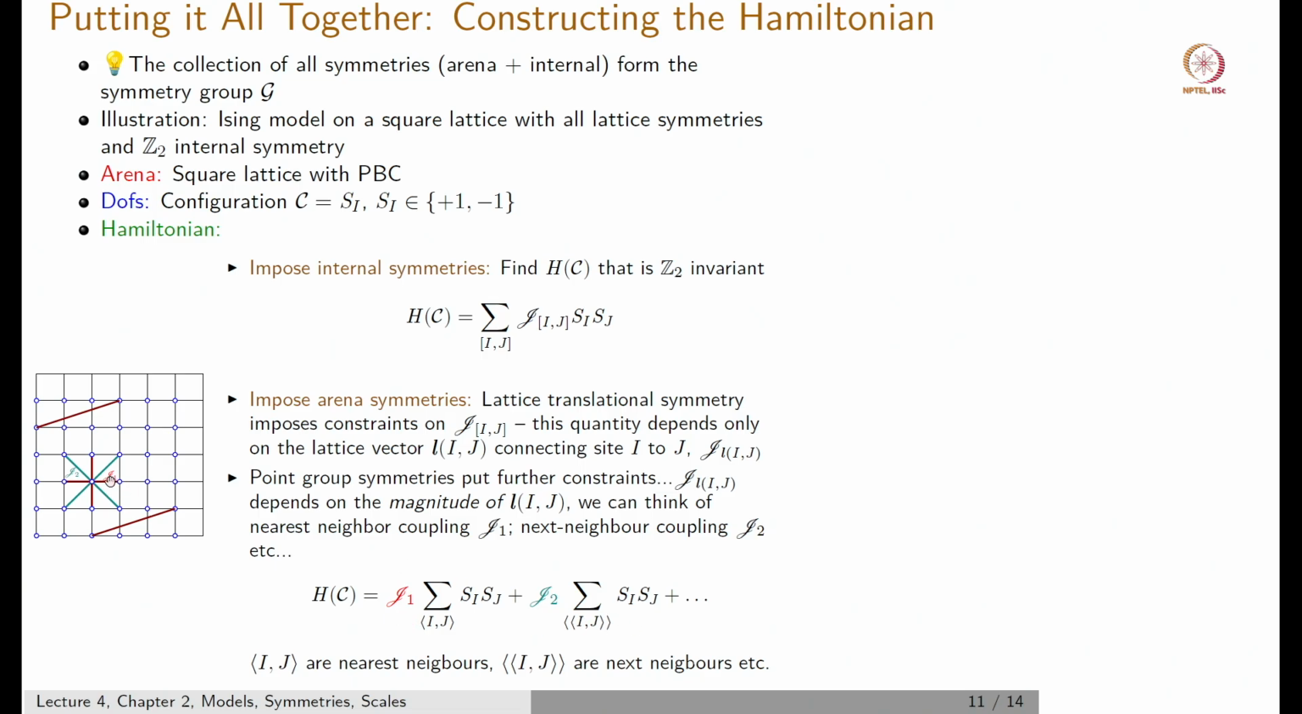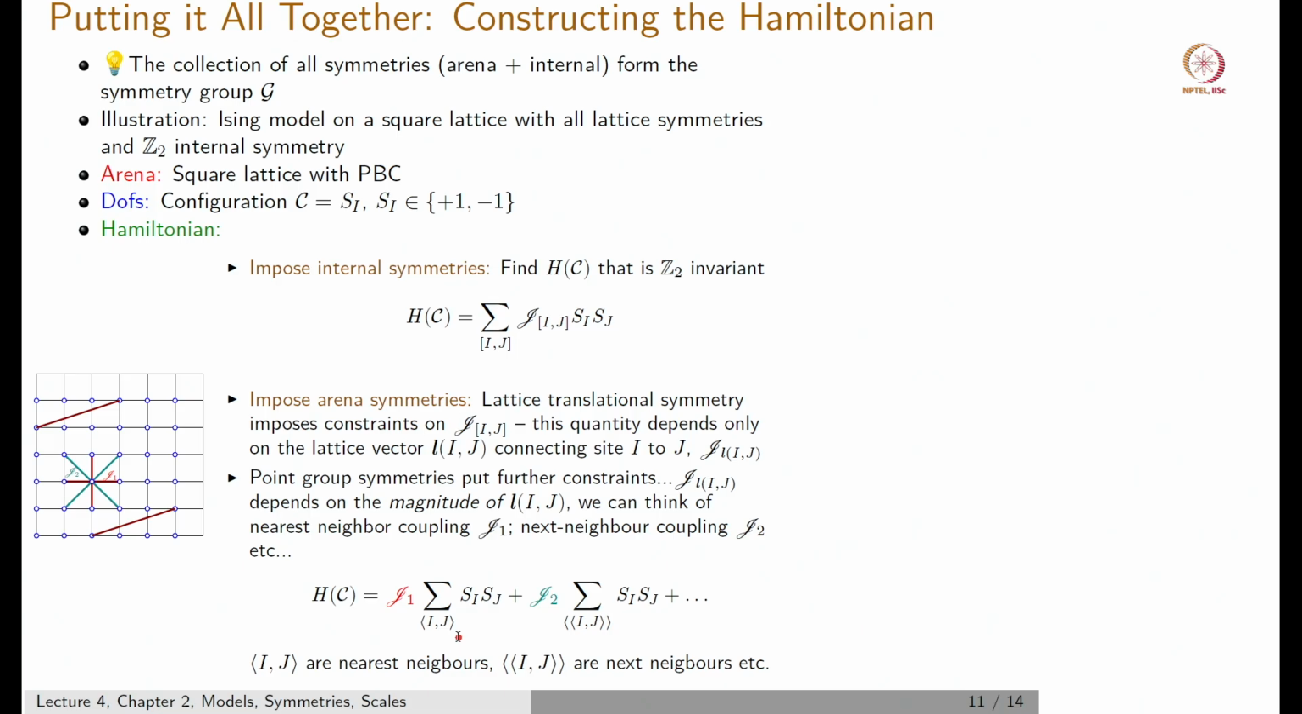You can of course go to the third neighbor interaction, put a J3 and so on. So you can write down all these things, right? And you see we have changed the notation from pairs of sites ij to these angle brackets. One angle bracket indicates that they are nearest neighbors. Two angle brackets indicate that they are next nearest neighbors and so on.